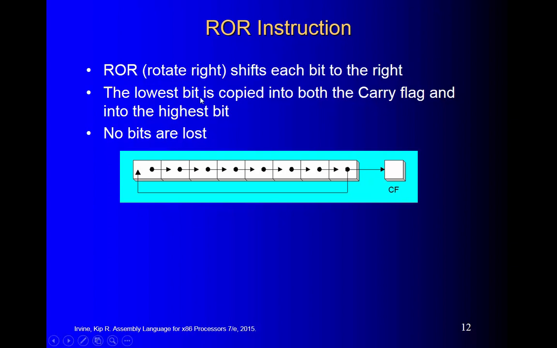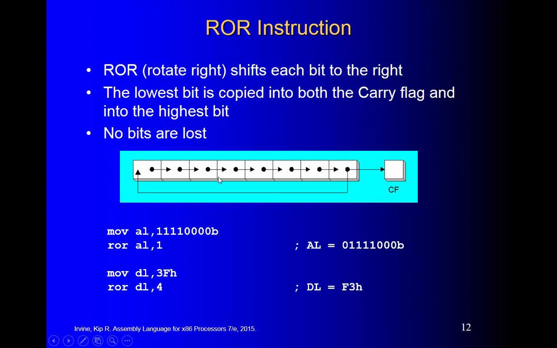Rotate right is going to rotate the least significant bit back to the most significant bit location. Also, the lowest bit will copy back to the carry flag, and no bits are lost. So this is the same example as the last one, but this one's going to rotate to the right. If you rotate this to the right once, the least significant bit here will copy back to here. Also copy to CF. So the result is this.